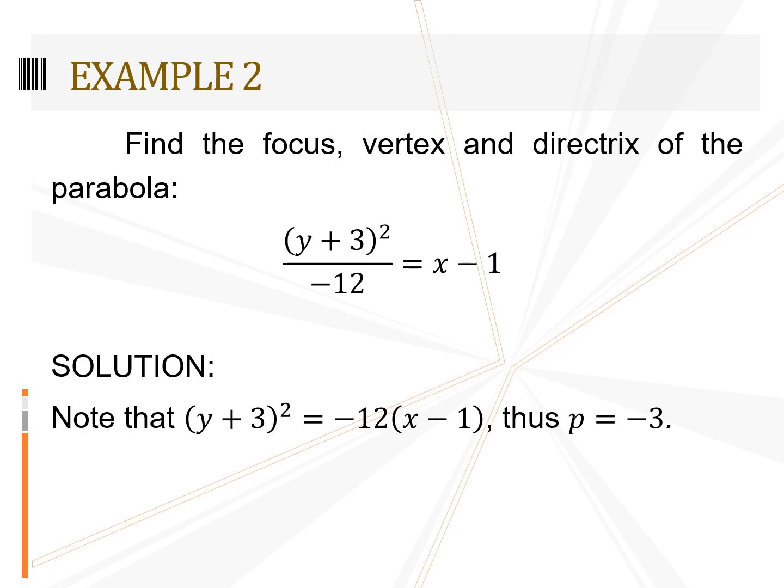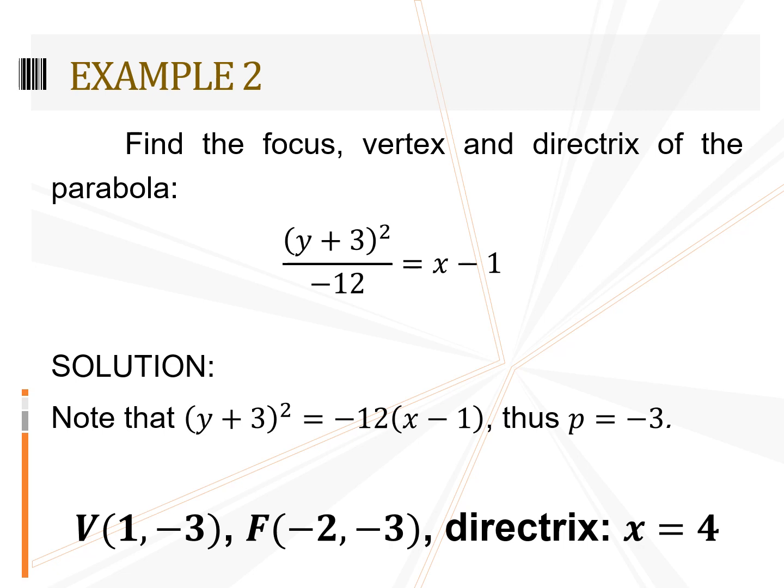Next, we identify the orientation of the parabola. Since the second degree variable is y, and since p is negative, this is a parabola that opens to the left. This means that the focus is to the left of the vertex and the directrix is a vertical line to the right of the vertex. The vertex (1, negative 3) is 3 units away from both the focus and the directrix. Therefore, since the focus is on the same horizontal line with the vertex and is to the left of the vertex, the focus is at (negative 2, negative 3). And an equation for the directrix is x equals 4.